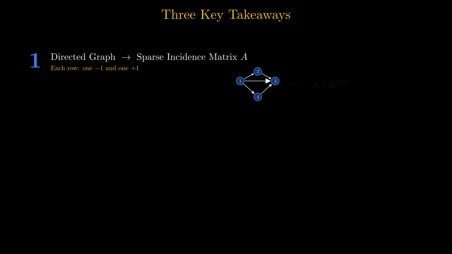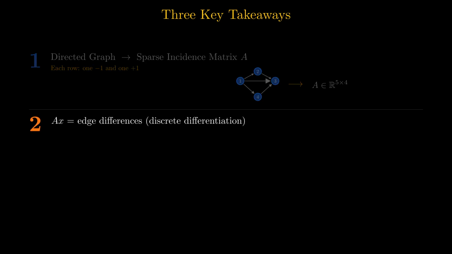Let's wrap up with 3 key ideas from today's lesson. First, every directed graph encodes as a sparse incidence matrix with one -1 and one +1 per row. The graph structure maps directly to the matrix structure. Second, multiplying by A computes differences across edges. In other words, the incidence matrix is discrete differentiation.